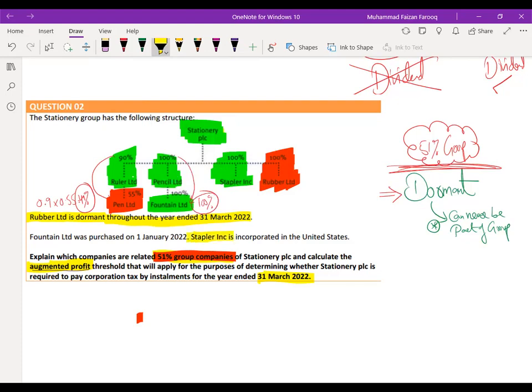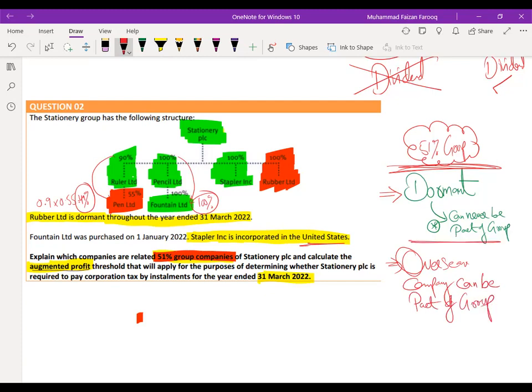This one, Stapler Limited. Just read it. Stapler is located in the United States. This is an overseas company, right? What we learned in group relief: can overseas companies be part of the group or not? They can. So Stapler will remain in our group. It's a US-based company, but it's fine.